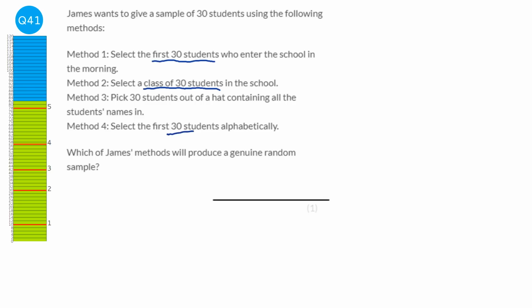It might seem that it's fair picking the first 30 students alphabetically, so A to F or whatever, but again, that's not fair, because the people at the end of the register don't have an equal chance of being picked. So you need to make sure everyone in your population has an equal chance of being picked. So picking 30 students out of a hat containing all the students' names in is definitely the fairest way of picking a sample from this list.